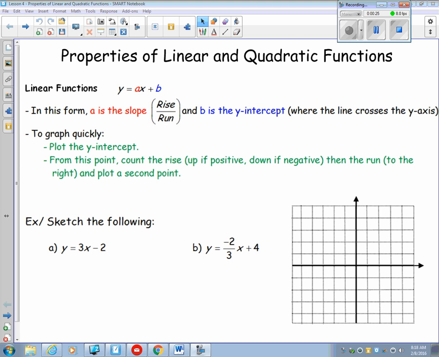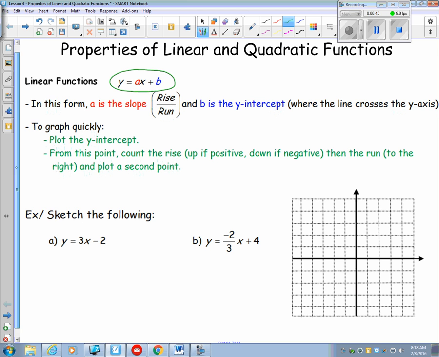A linear function takes the order y equals ax plus b. We might remember this as mx plus b, but it's exactly the same thing. And a is our slope, b is our y-intercept. Those are the two basic properties for a line. You want to know where it starts and where it goes from there. To graph these quickly, we always start with the y-intercept.